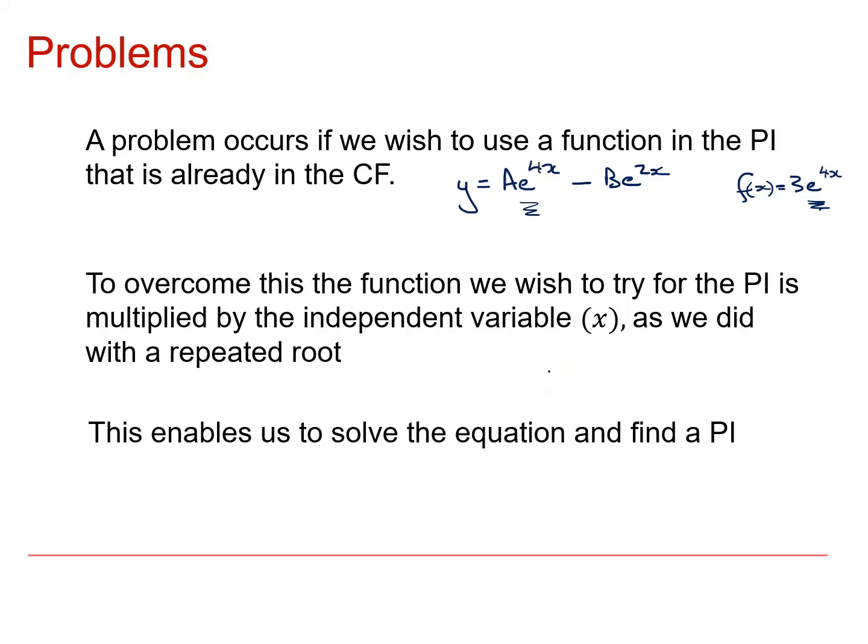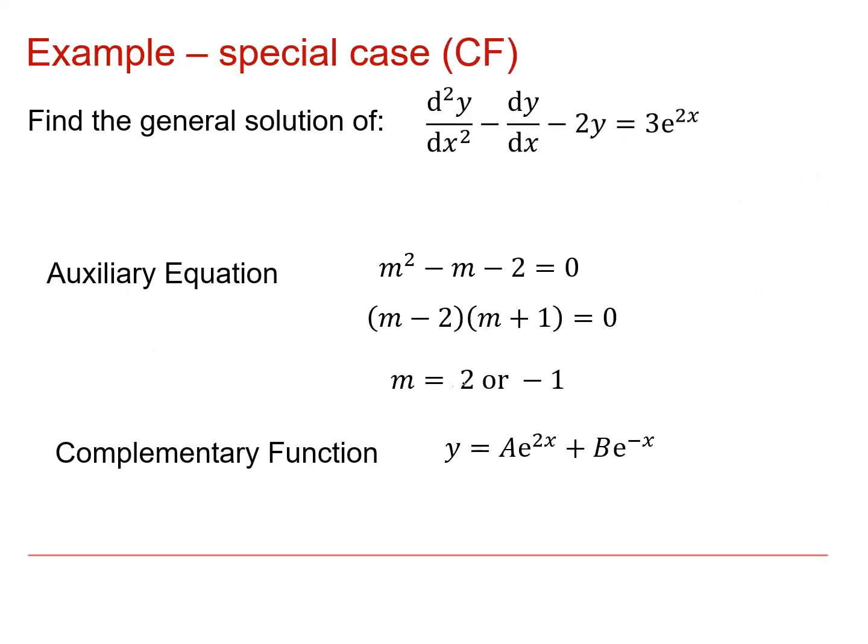The trick that we use is to multiply through by the independent variable, so instead of using just this on its own, we'll actually add in an extra x. And that enables us to solve the equation and therefore find the particular integral. So let's have a look at this special case then.